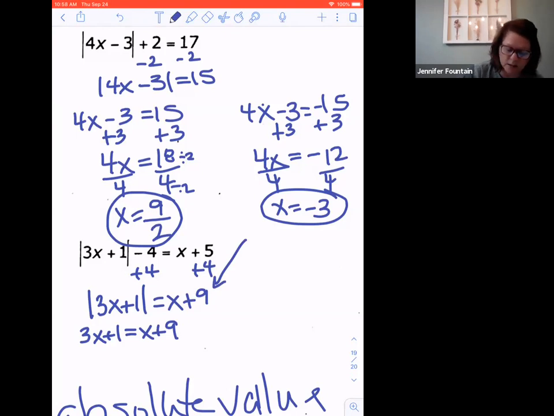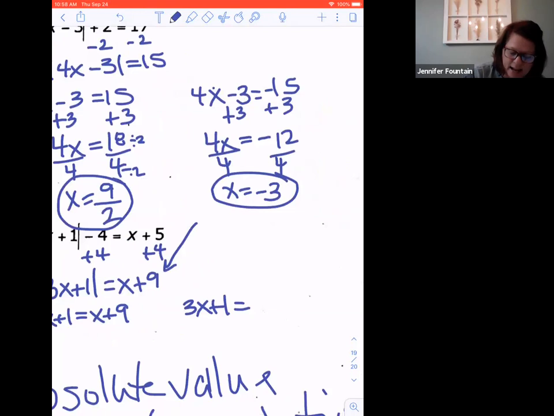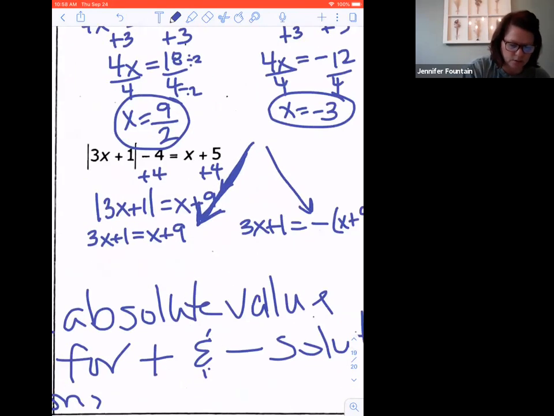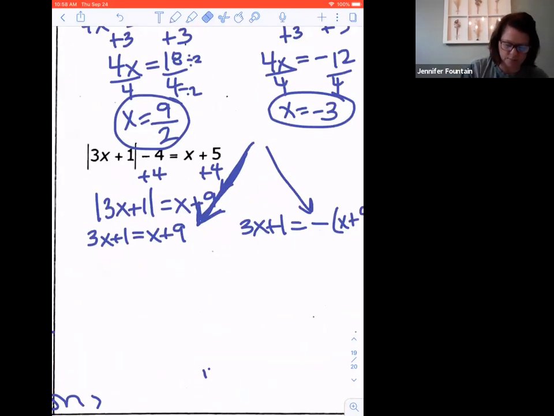Now, this is where it's going to be a little bit different. And when I write the negative version, I have 3x plus 1 equals, now I'm going to put a minus sign. I'm going to use parentheses and have x plus 9. Okay? So my positive version is leaving it as it is. My negative version, I put a negative sign in front of each of the terms on the right-hand side. Okay? So in just a minute, we'll look at what we do with that negative. I'm going to erase these steps down here so I have room to work.